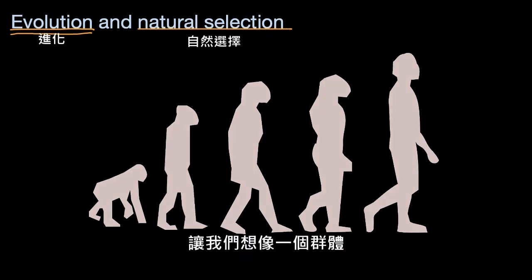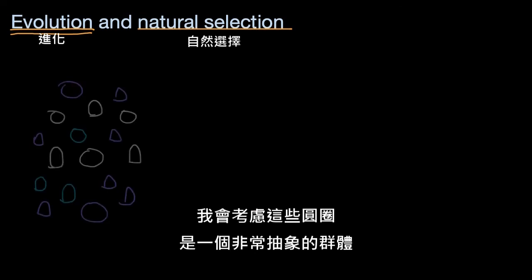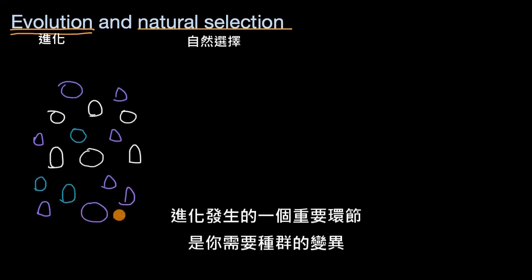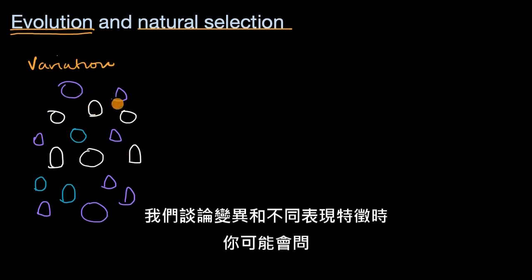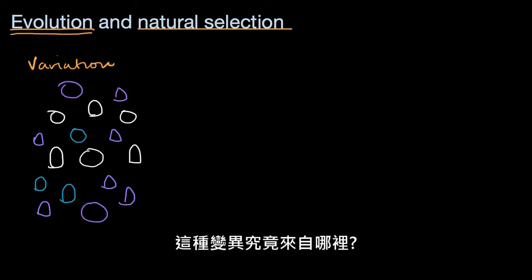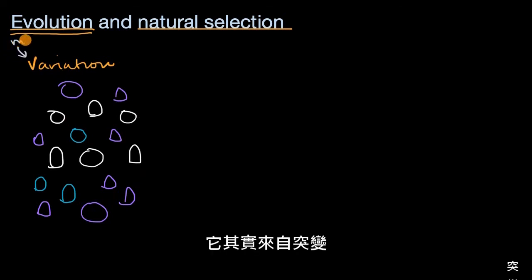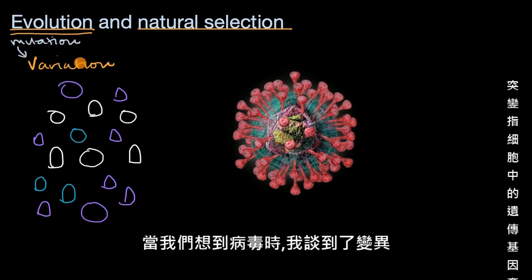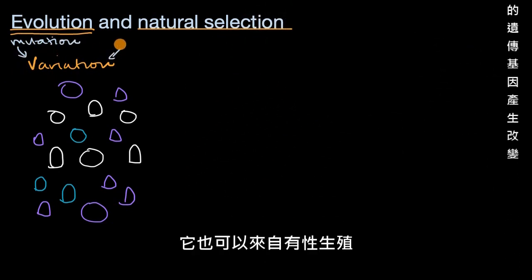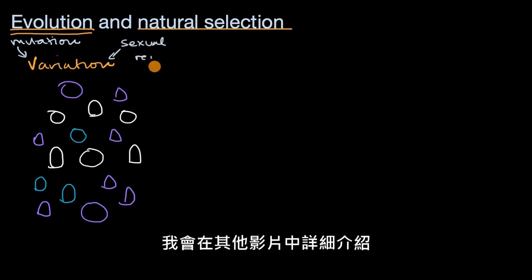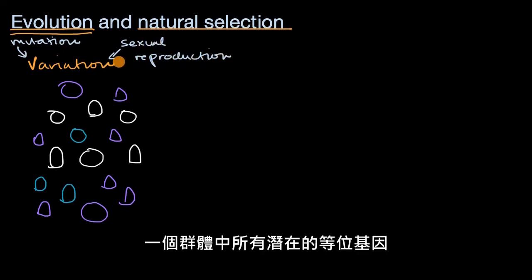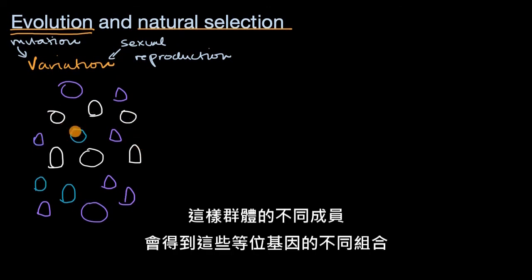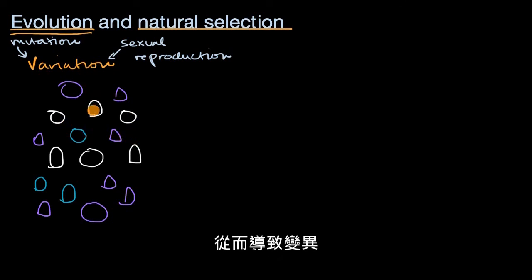So let's imagine a population, and I'm going to think about a very abstract population of these little circle-shaped things. And an important characteristic for evolution to happen is that you need variation in the population. When we talk about variation, we're talking about different expressed traits. And you might ask, where does that variation actually come from? Well, it's going to come from mutation. I talked about variation when we think about viruses, the flu virus or the coronavirus. And it can also come from sexual reproduction. We go into a lot of detail in other videos on how sexual reproduction mixes and matches all of the potential alleles that are in a population so that different members of the population are getting different combinations of those alleles. And so that contributes to variation.